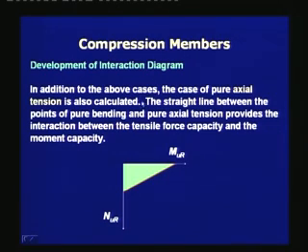In addition to the above cases, the case of pure axial tension is also calculated. The straight line between the points of pure bending and pure axial tension provides the interaction between the tensile force capacity and the moment capacity. Thus, this part of the interaction diagram is in the lower quadrant, where the tensile axial force is given by a negative value. We calculate the moment capacity of the section under pure bending, we calculate the tensile force capacity of the member, and then we plot these points, join them by a straight line, and like that we get the interaction diagram for the quadrant which is for the tensile force applied on the section. Any combination of external loads lying within the green region is safe.